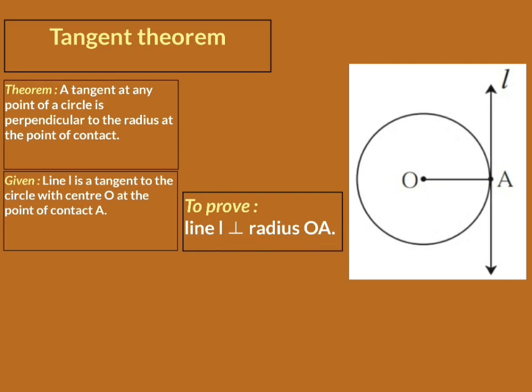Now we'll move towards proof. There are two methods to write proof. First one is direct method and second one is indirect method. The first method, that is direct method, is used in most of the theorems to write their proofs. While using direct method, we have to use given, previously proved theorems, properties, corollaries, and then we have to reach up to prove.